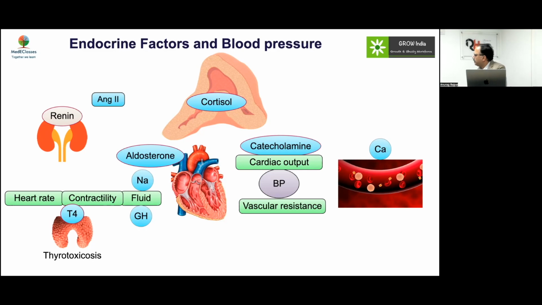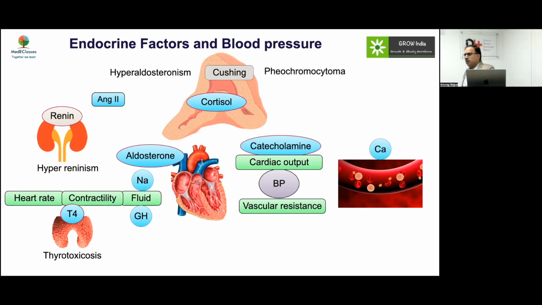So we all are aware about thyrotoxicosis, increased renin state, which can cause that, hyperaldosteronism, which can be primary or secondary, Cushing syndrome or cortisol excess, excessive catecholamine production like pheochromocytoma, of course, will cause that. And we also know that hypercalcemia and hyperparathyroidism and growth hormone excess can also cause this. So a large number of endocrine disorders are important factors as far as hypertension is concerned.